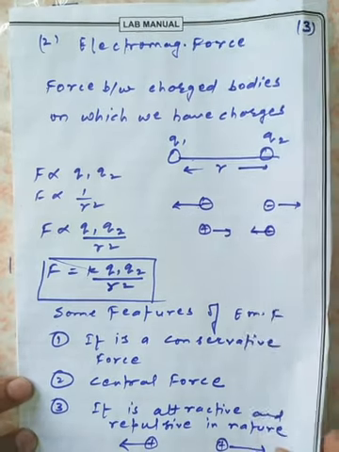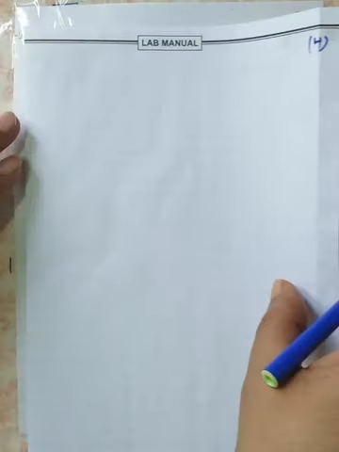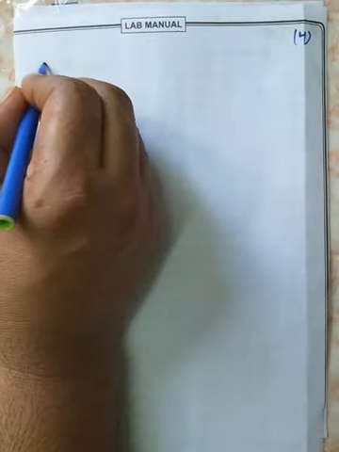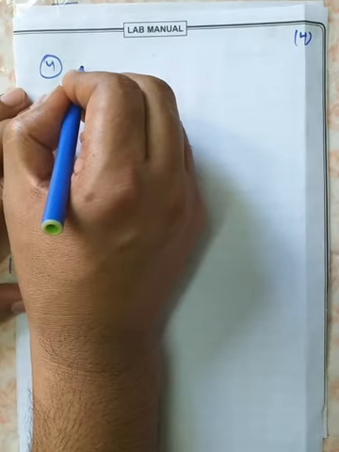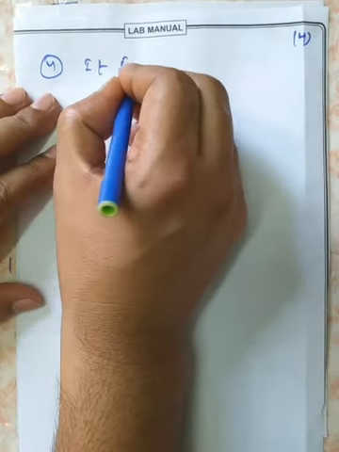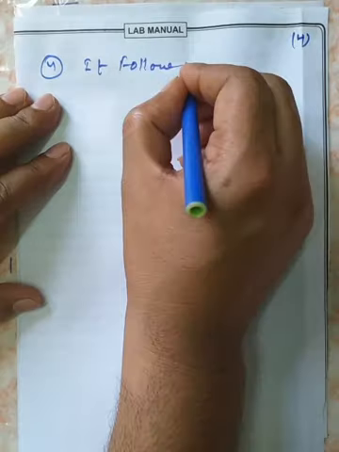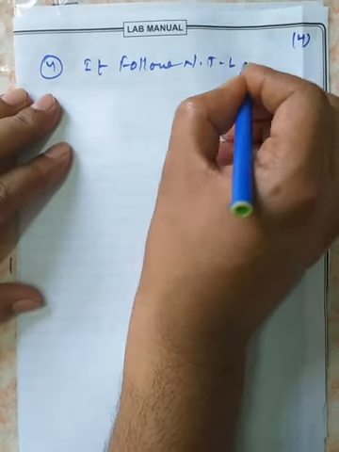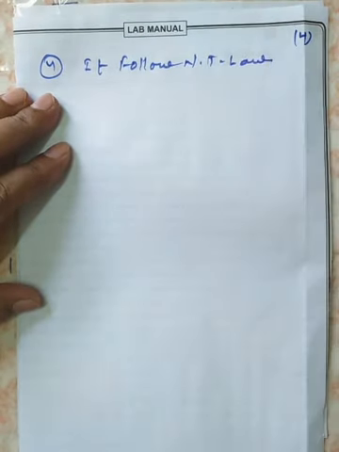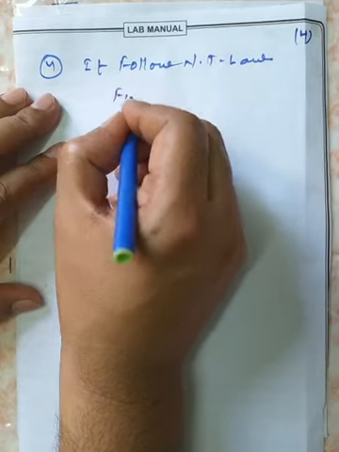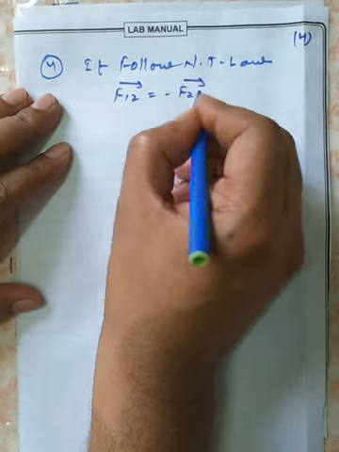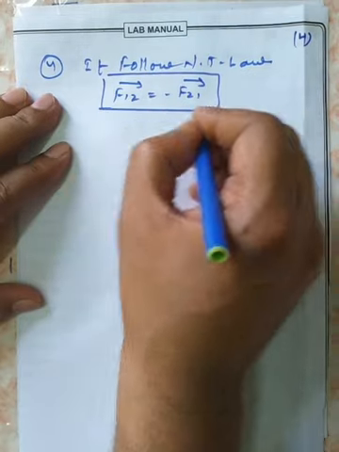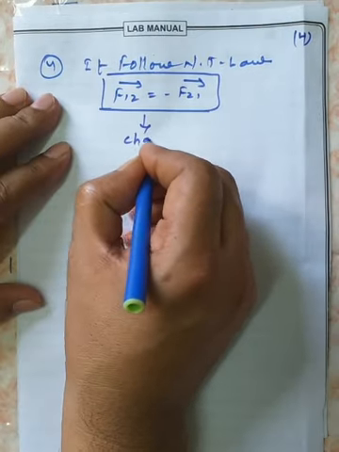Now it also has some more properties. Point number 4: it follows Newton's third law. Generally we use the vector notation, force on 1 due to 2 is minus force on 2 due to 1, and this is applicable between charges.